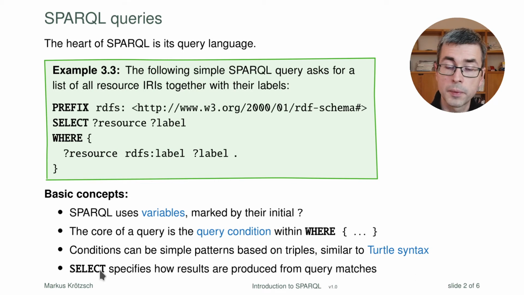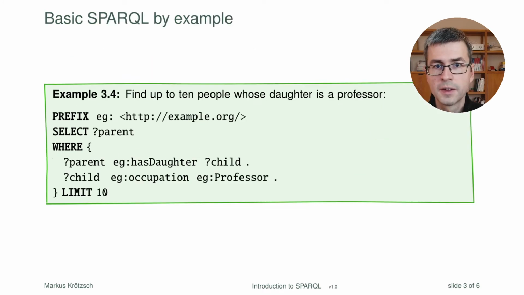And well, the important keyword here is select, where we specify what should be the result. And in this case, the result would really be a table with two columns that specify the possible bindings for resource and label. So for every match of this pattern here, you would get one row in this result table. Okay. So this is a query, and on the next few slides, I want to show you a few more queries, again, to give you a bit of a feeling of how SPARQL looks, and to show you some examples without going into any details yet.